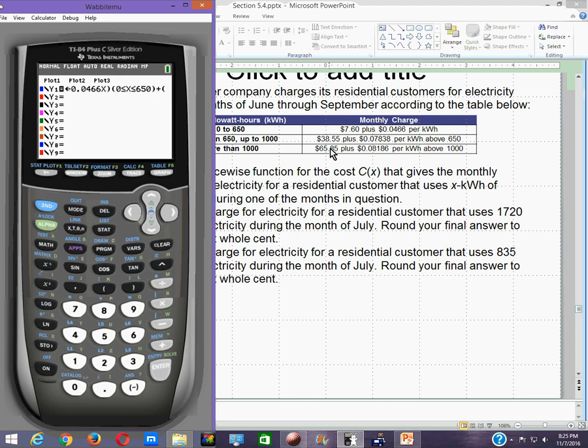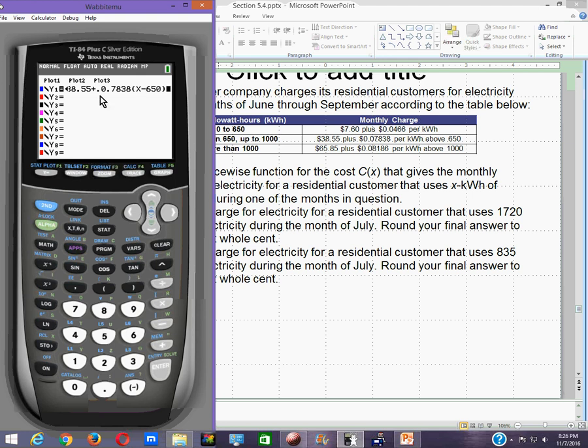This time I'm doing 38.55 plus 0.07838. Now that's times the kilowatt hours above 650. The kilowatt hours above 650 is x minus 650. So open parenthesis, x minus 650. Those are the kilowatt hours above 650. Close for the x minus 650, then close for the restriction.